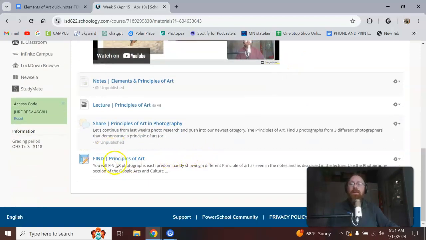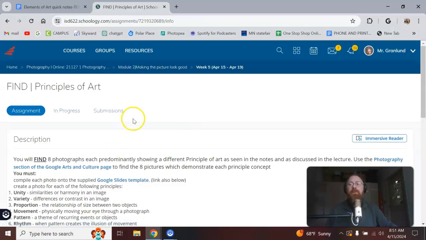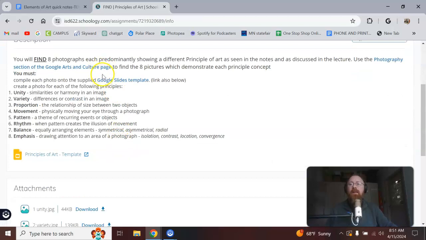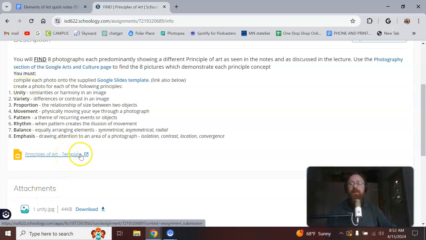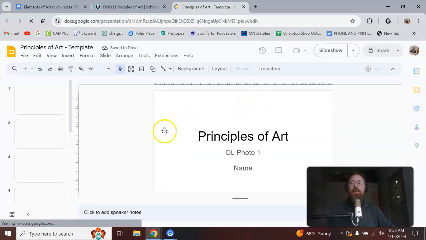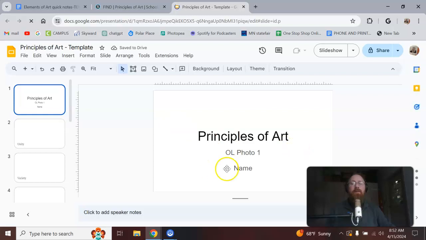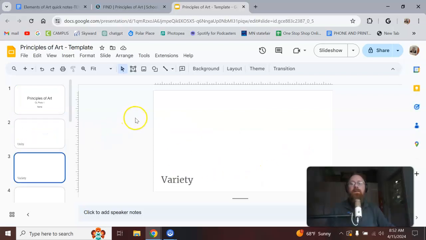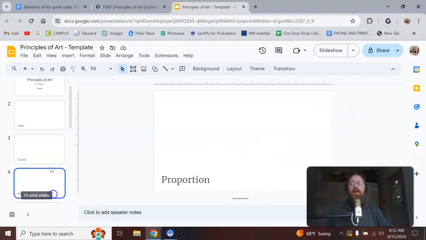And then you will find or take principles of art. So this is a pretty straightforward assignment. You're going to go to the Google Arts and Culture page and find examples of principles of art, and then put them into this presentation. You're going to put your name there, and then Unity, and you're going to find a picture of Unity pasted in there, on down the line.